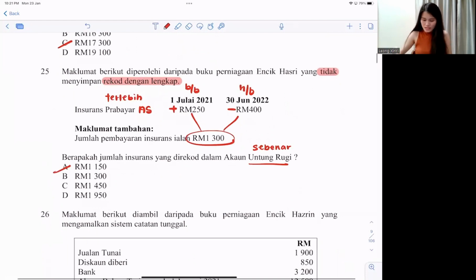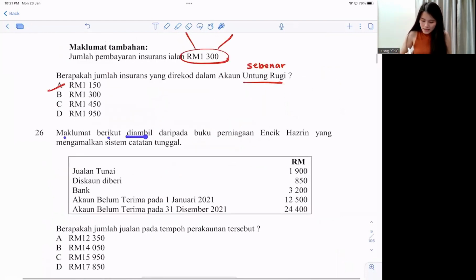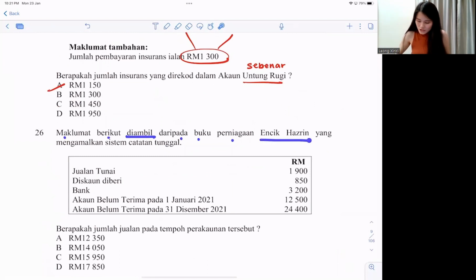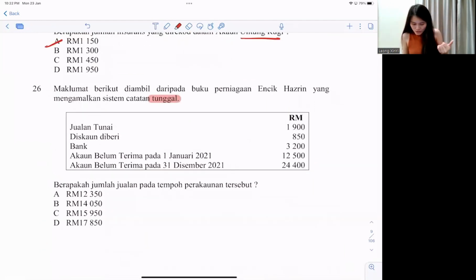Let's move on to question 26. Maklumat berikut diambil daripada buku perniagaan Encik Hasrin yang mengamalkan sistem catatan tunggal. Tunggal means only one. Okay. Now they gave you jualan tunai, discount delivery, bank, ABT, and ABT again. So this is the BB, the HB. So berapakah jumlah jualan pada tempoh perekanan tersebut? So we have a jualan tunai, but now we need to find a jualan credit.